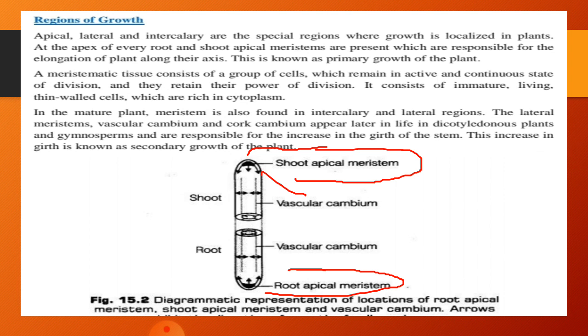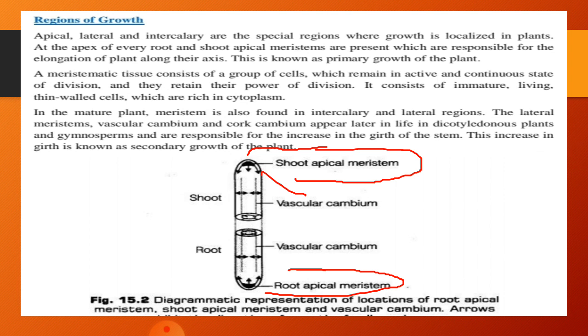Third is intercalary meristem. Intercalary meristem is located at the base of the leaves and at the internodes, that is, the stem of grasses and other monocots. This produces an increase in the length of the organ. These three regions are responsible for localized growth in plants. These regions cause growth in plants.